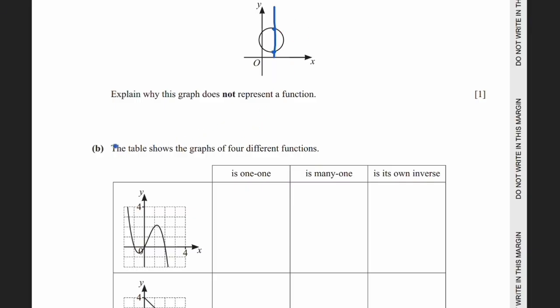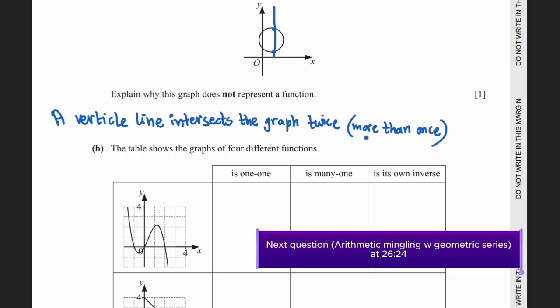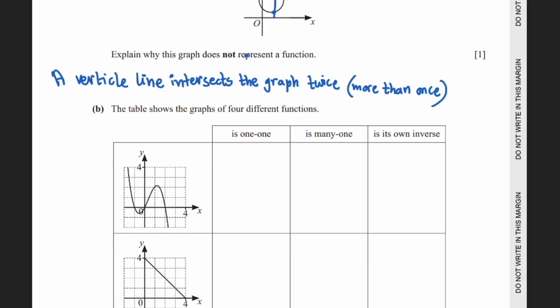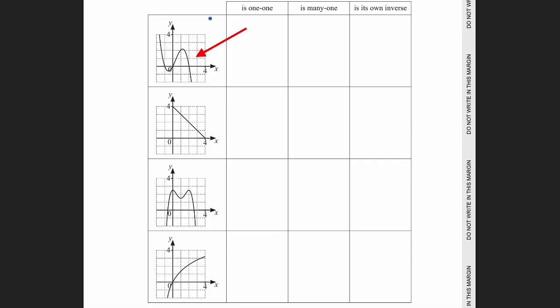So what are we going to write? We are going to write this. So basically, a vertical line intersects the graph twice, which is just basically more than once. So that is why this graph is not a function. Next question, please. Is this graph a one-to-one function? No, I will explain to you in a bit.